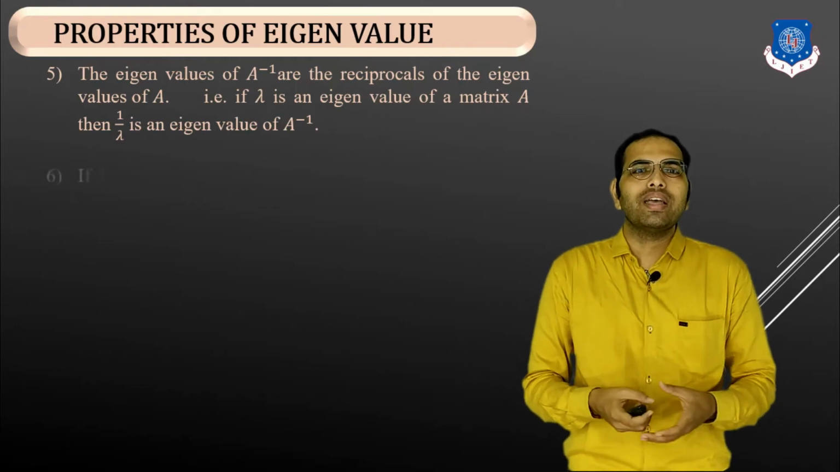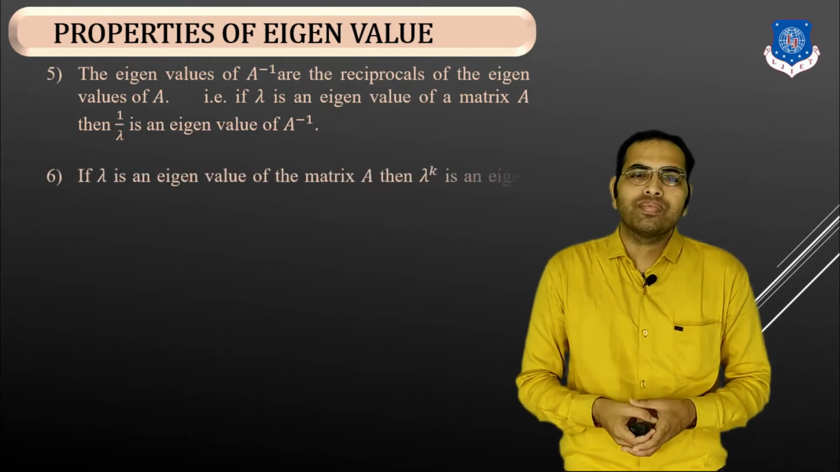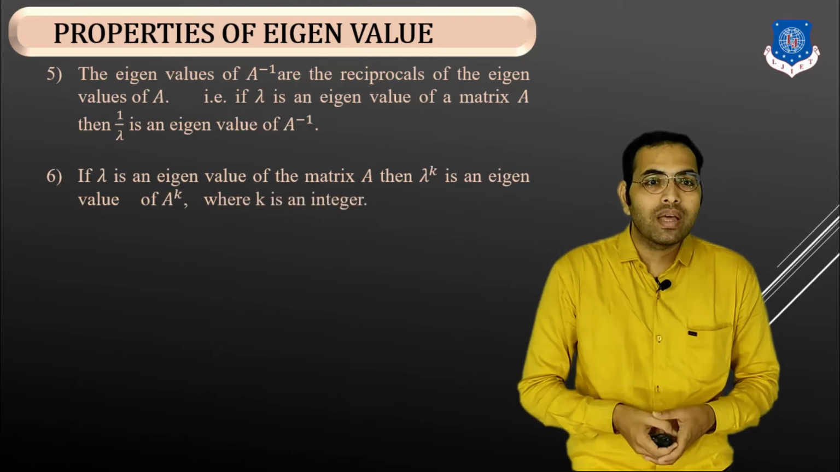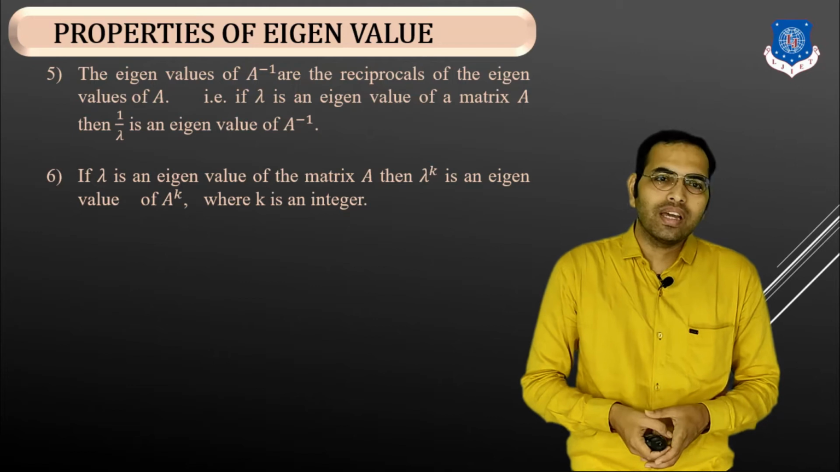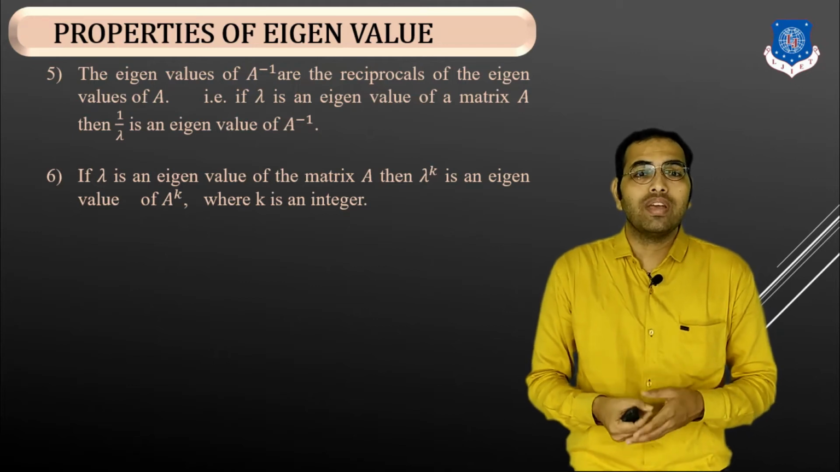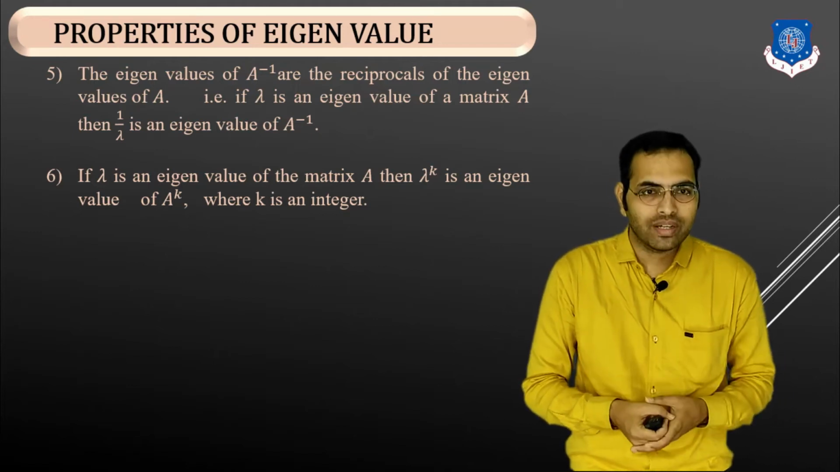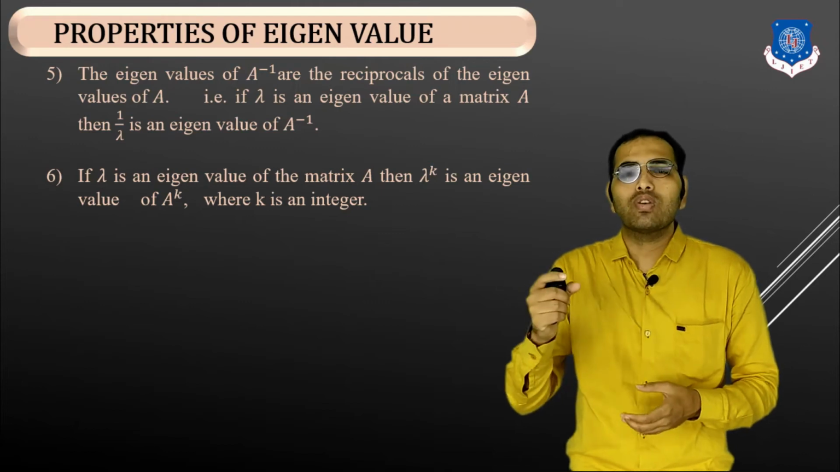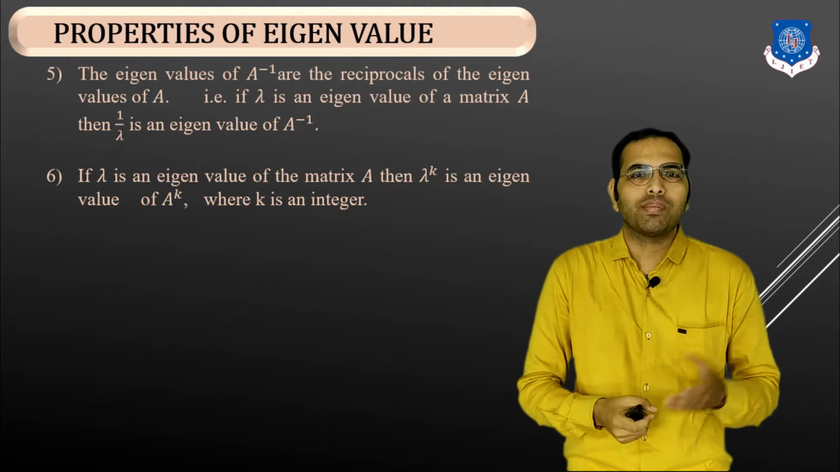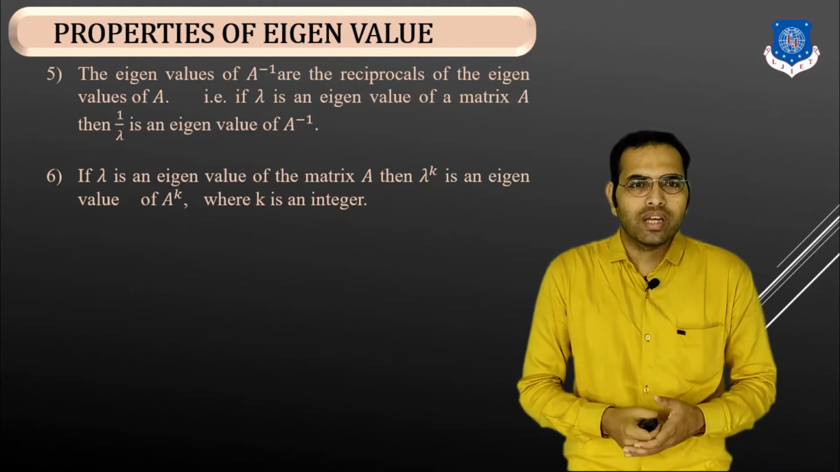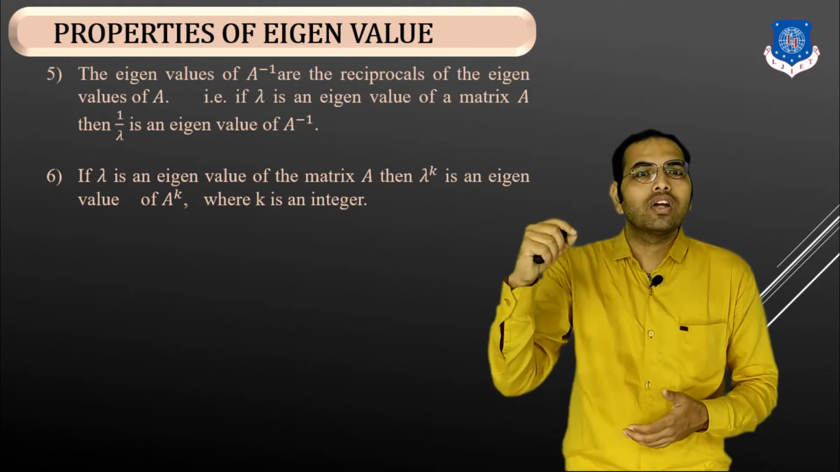If lambda is an eigenvalue of matrix A, then lambda raised to k is an eigenvalue of A raised to k, where k is any integer. That means if we have to find the eigenvalues of A square, then we square the eigenvalues of matrix A. Suppose the eigenvalues of A are 1, 2, 3, then for A square they are 1 square, 2 square and 3 square.